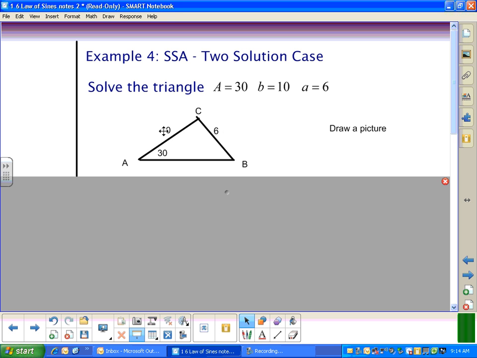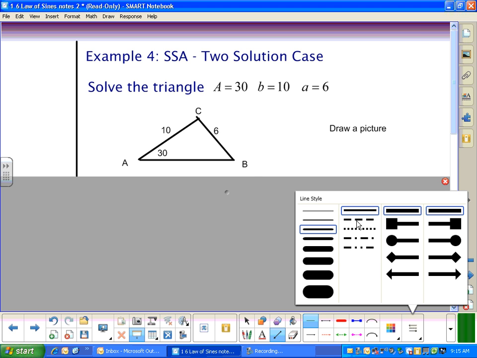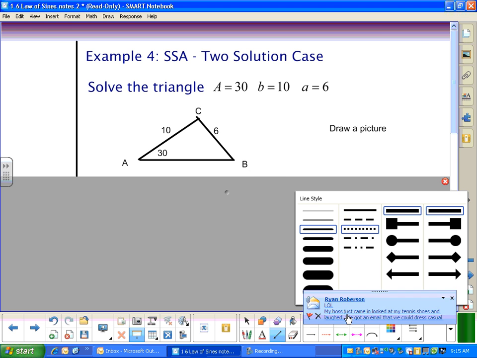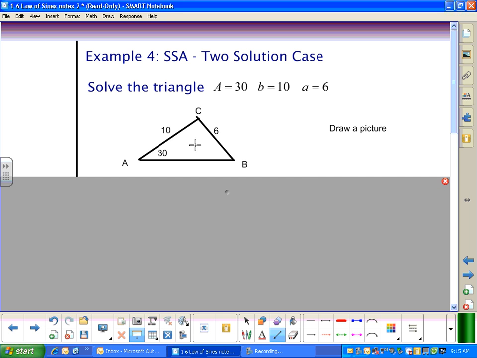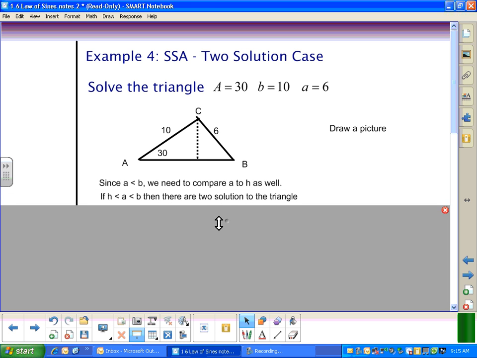So side A is clearly shorter than side B, but we still need to make sure that it is long enough, right? So let's see what happens if I do this. Okay, here we go. We'll get that guy. And let's draw in the height here. We want to make sure that side A is at least bigger than the height as well. If it is bigger than the height, then there might be two possibilities to solve this triangle. So that's where we're going to start.